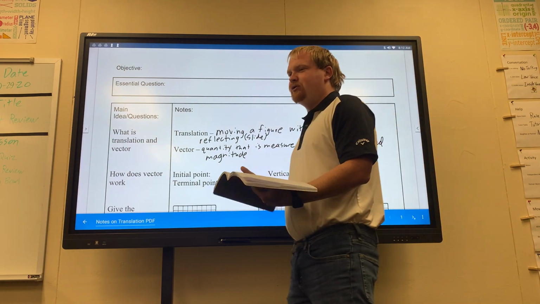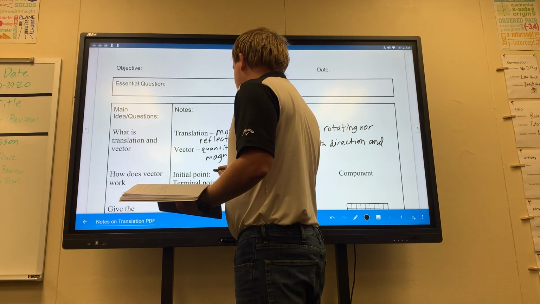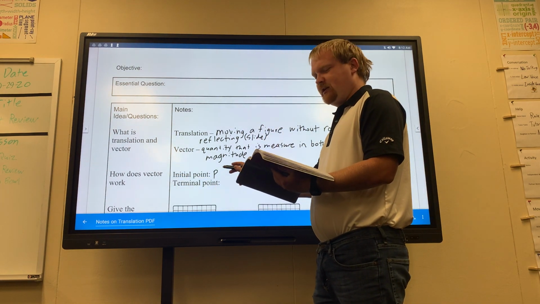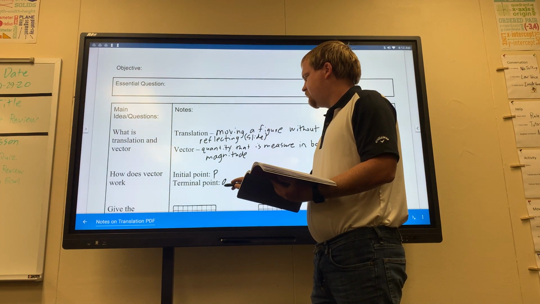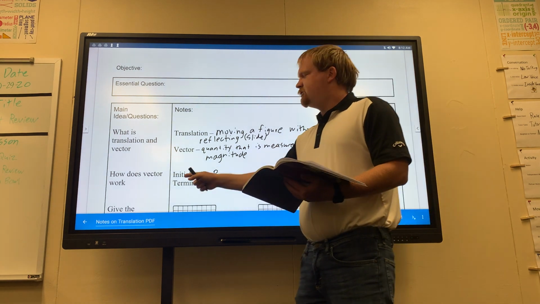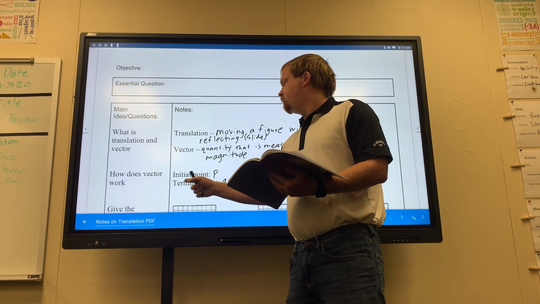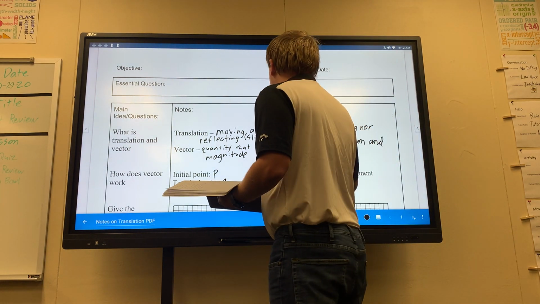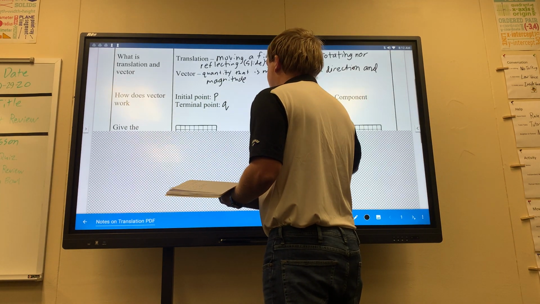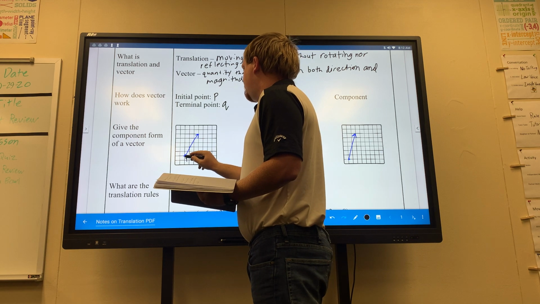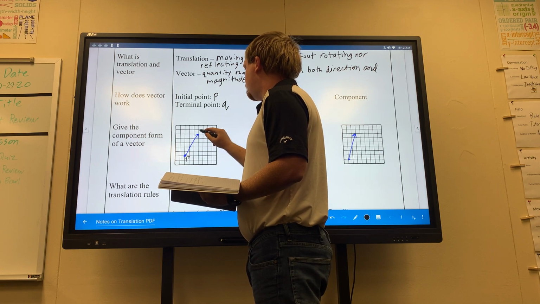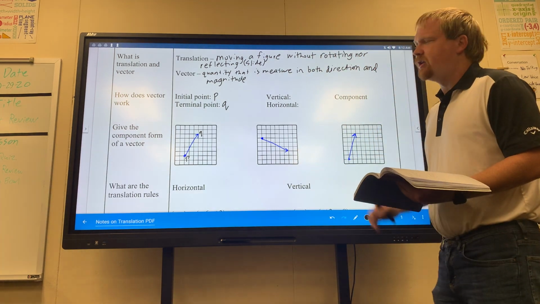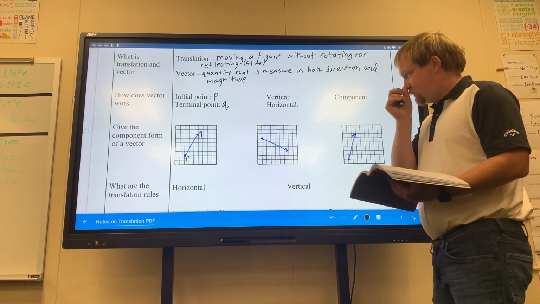Now, how does a vector work? Well, you have the initial point, P, and you have the terminal point, Q. Initial is just a starting point. Terminal point is an ending point. So, for example, if we look at this, this will be my initial point. This will be my terminal point, right where the arrow's at. That's where it ends, okay?